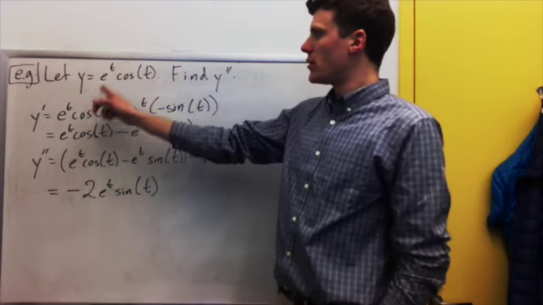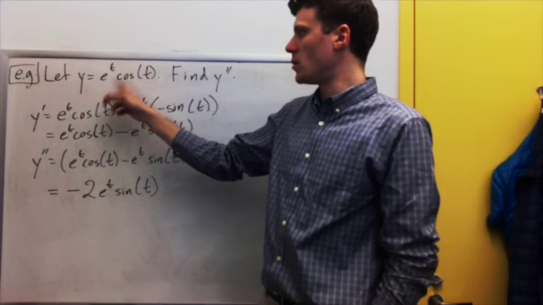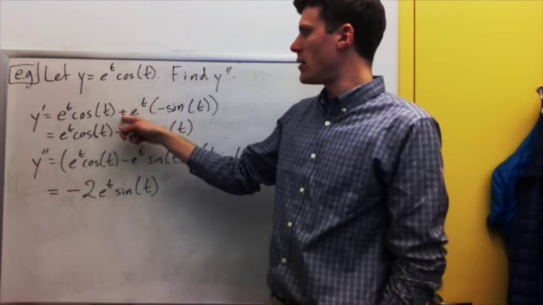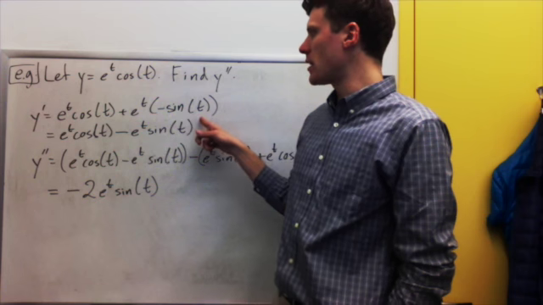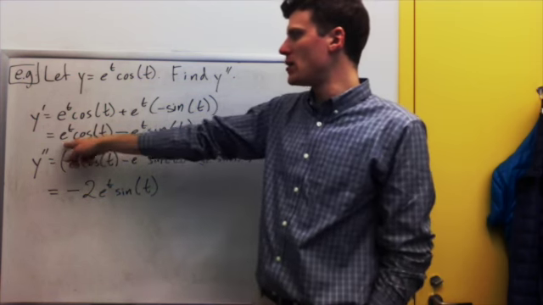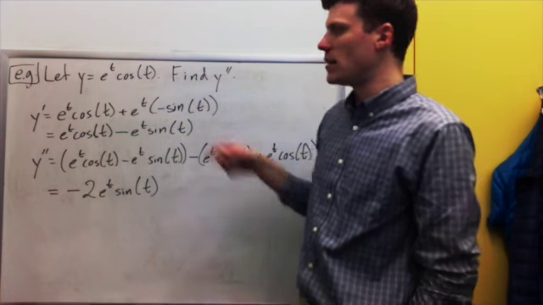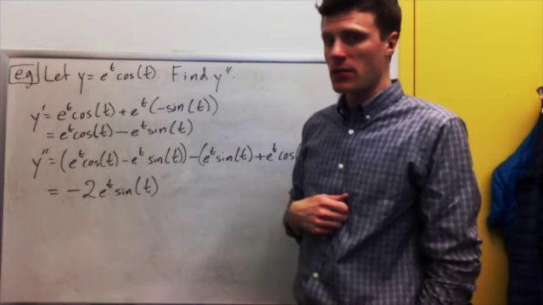The product rule says take the derivative of the first guy, e to the t, which is e to the t, multiply against the second guy. Then I add the first guy, e to the t times the derivative of the second guy. The derivative of cosine is negative sine. So I'm left with e to the t cosine t minus e to the t sine of t. To get the second derivative, I take the derivative again.